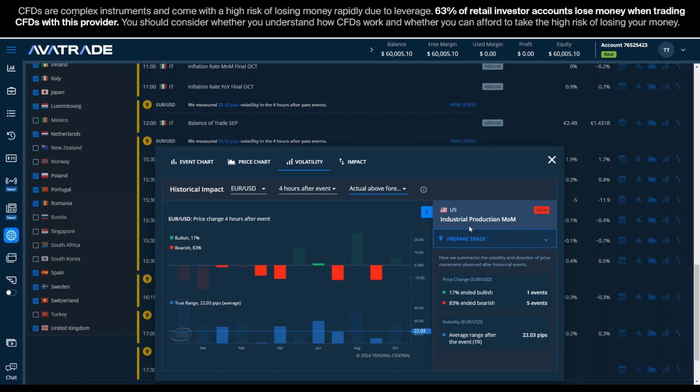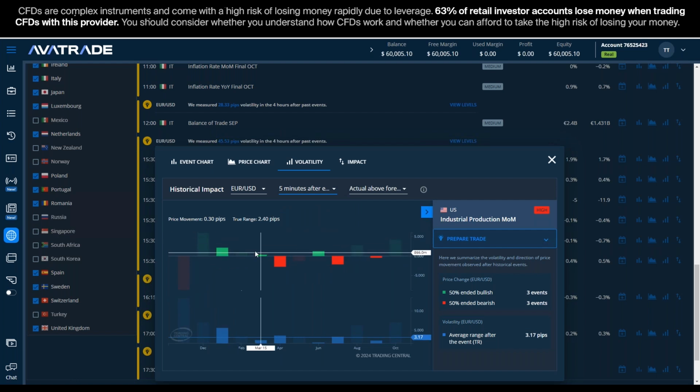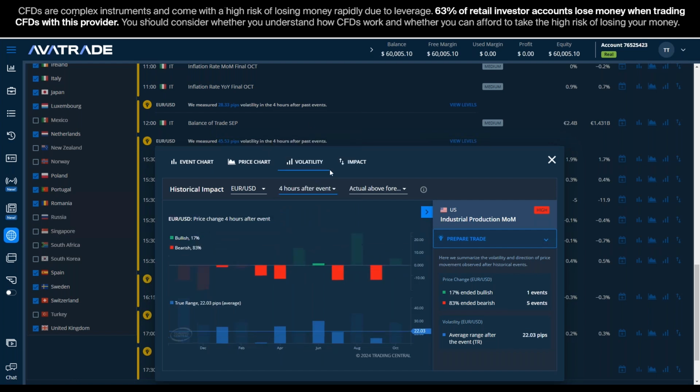So again, it might make sense in your mind, yeah, the US should strengthen if the industrial production is better than expected in the US. And indeed, the statistics tell you that. In the hours following, 83% of the time the USD would strengthen. So if in the first 5 minutes you can catch a spike up, 1, 2, 3 times it went up in the first 5 minutes, after 4 hours, 83% of them were down. And the one that went up barely moved up.